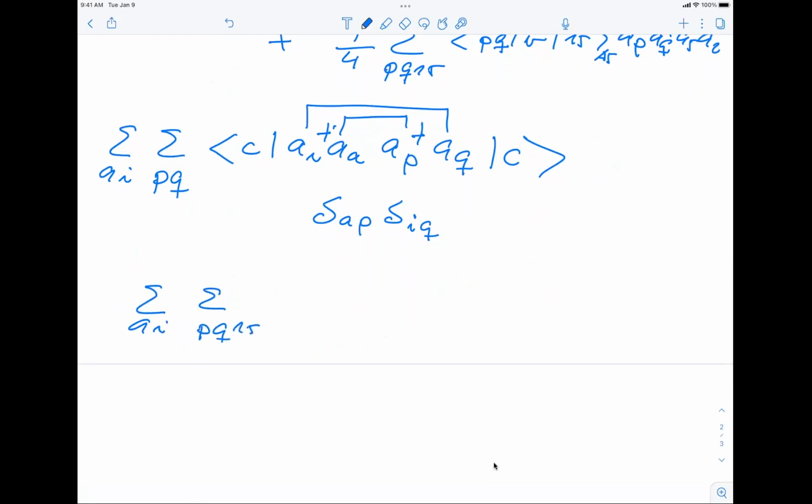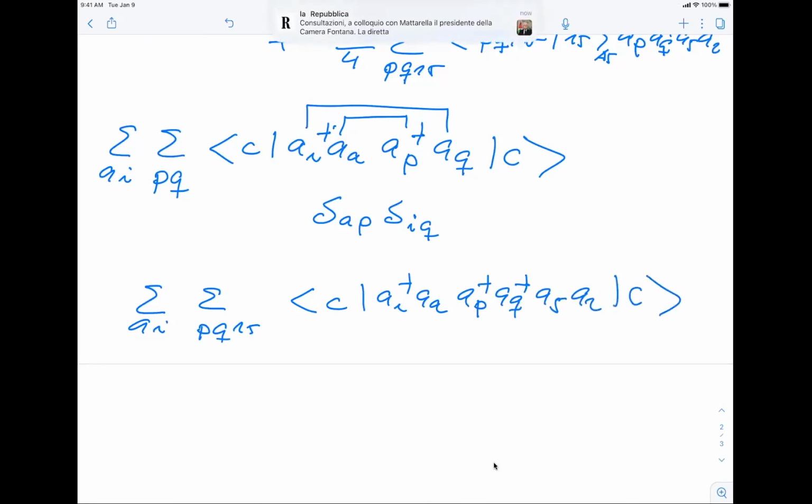And I'm leaving out the matrix elements and all these factors. I'm just looking at the sums here. And now we have a C, and then we have an a_i^† a_a, and then we have an a_p^†, a_q^†, a_s, and a_r of C. And as I said, I'm leaving out all the specific matrix elements because we're just going to look at the contractions which take place here.